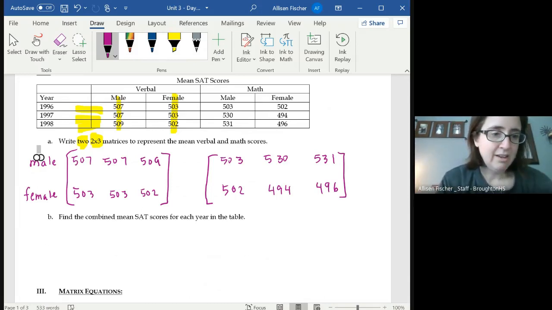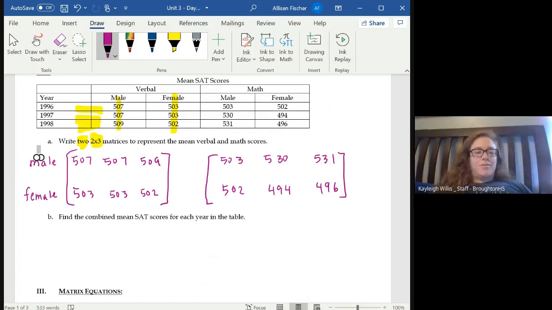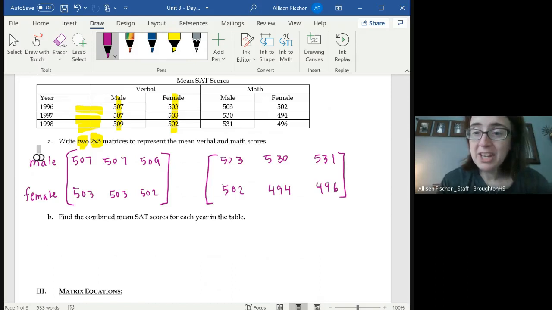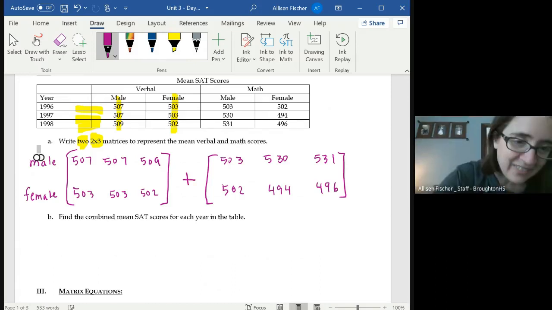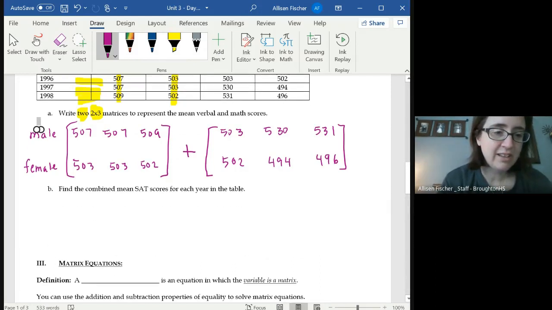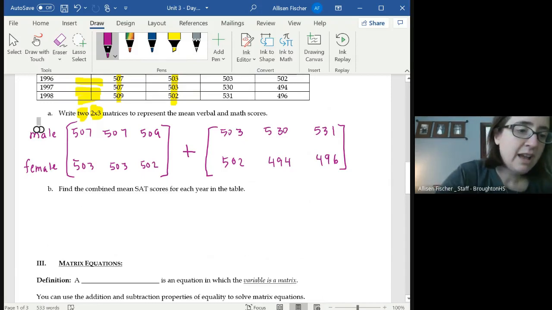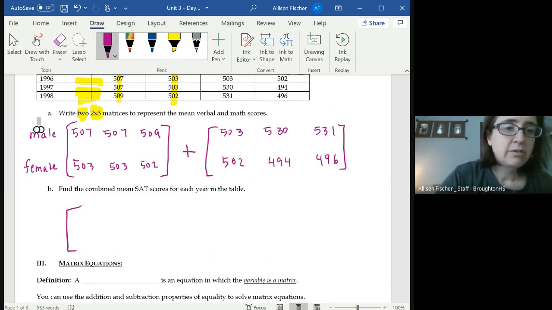All right. And then it says find the combined average SAT scores for each year in the table. So if we're finding the combined scores, what do we need to do with these 2 matrices? Combine. Well, when I combine like terms, I usually add. Yes, we're going to add those 2 together. So we're going to do 507 plus 503. That's going to be 1010.